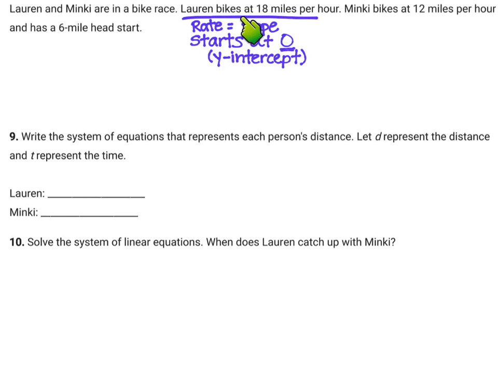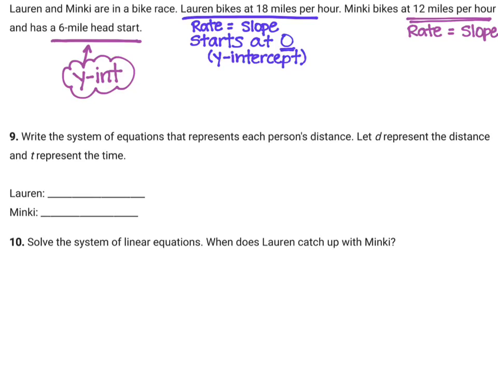And Lauren, who's riding her bike, she's starting at the starting line of this race. And therefore, she's starting at mile 0, which means that's her y-intercept. Where you start is your y-intercept. So her rate is 18 miles an hour and her y-intercept is 0. Now Minky, she has a rate of 12 miles per hour, and not only that, she gets to start at mile 6, which means her y-intercept is going to be 6 because she has a head start on Lauren.